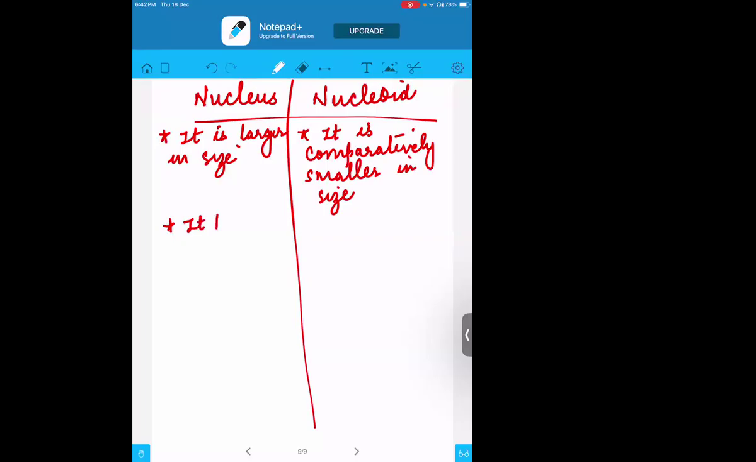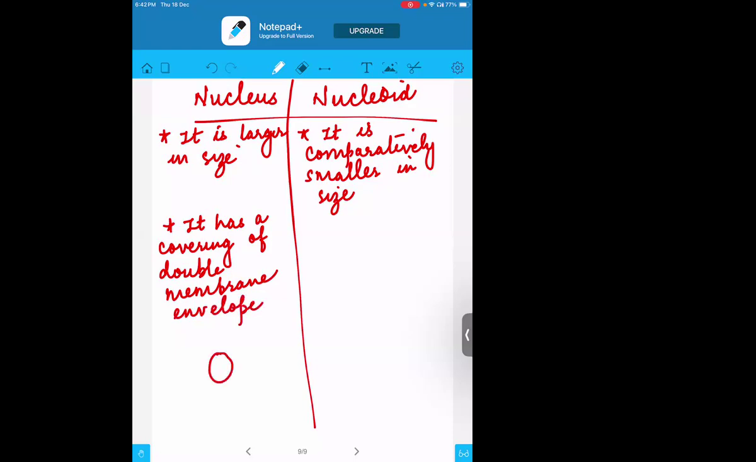Then the nucleus will have a covering. They will have an outer covering which has two membranes. That is what we call a double membrane covering. Like this, I'll just draw it. Suppose this is the nucleus. Outside the nucleus, they will have two more layers present around it. Whereas in the nucleoid, that covering membrane is absent.